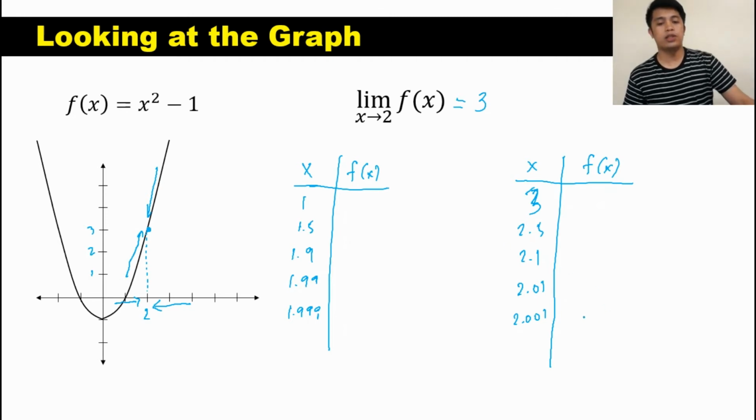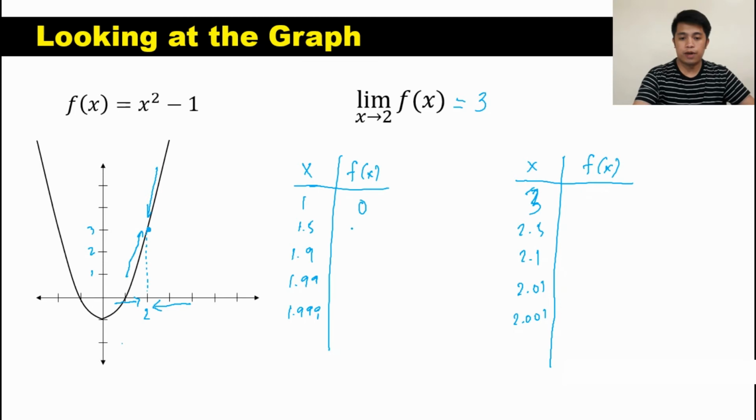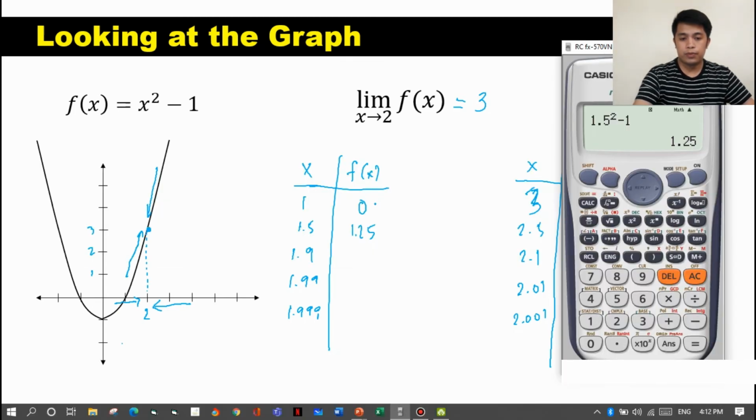So, pila man ang 1 squared minus 1? 1 squared minus 1 is 1 minus 1, 0. So, 1.5 squared minus 1. Solve ta sa 1.5 squared minus 1. That is 1.25. Then, 1.9 squared minus 1. We have 2.61.